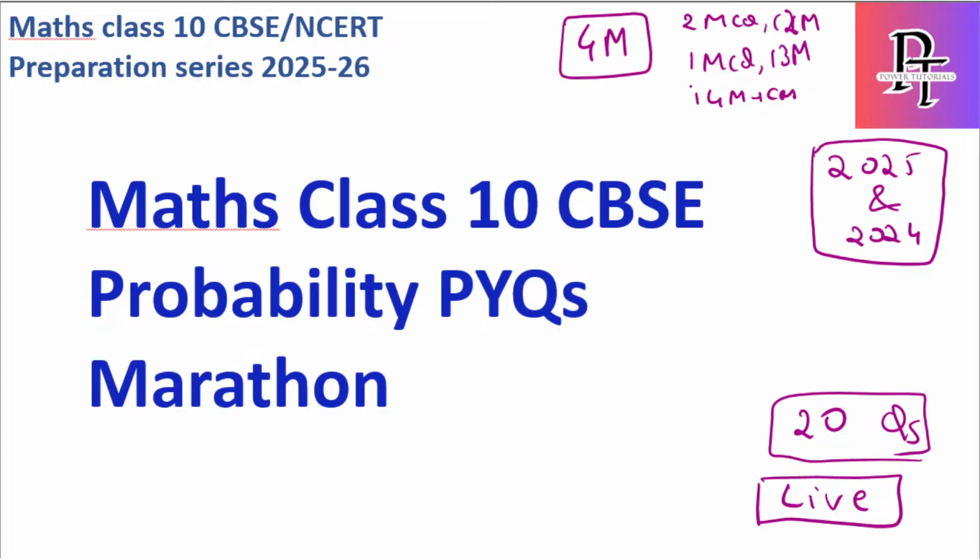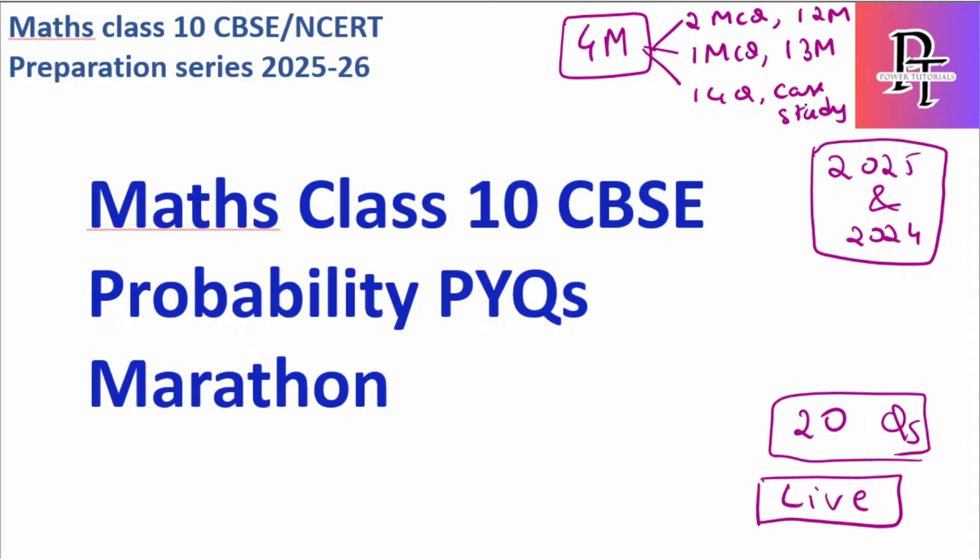So I'll write it again. These 4 marks are distributed in 3 ways. It can be 2 MCQ questions plus 1 2-mark question, 1 MCQ plus 1 3-mark question, or 1 4-mark question which is a case study. So it's not like you will get only 1 mark, only 2 marks, or only 3 marks. It depends on which type of questions you get in the board exam. Let's continue.